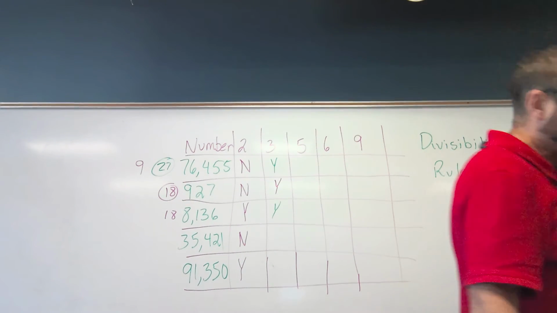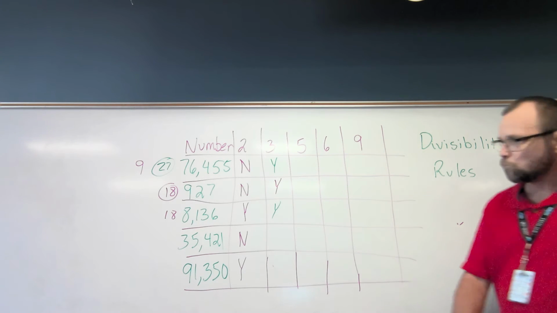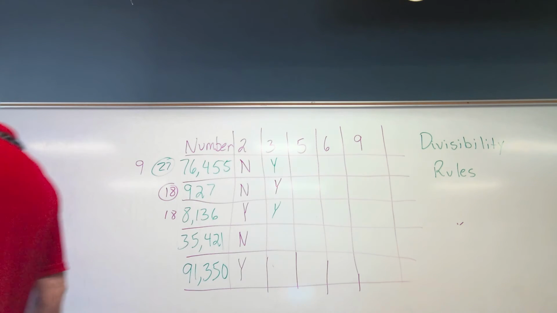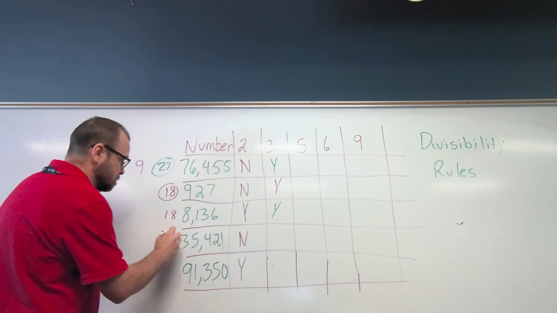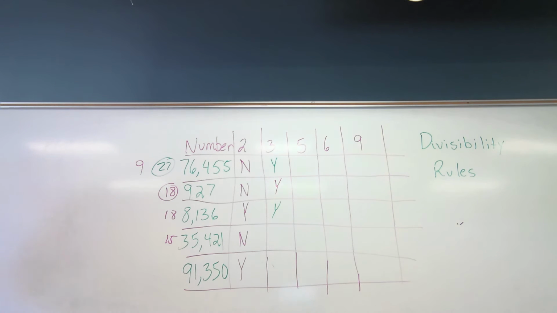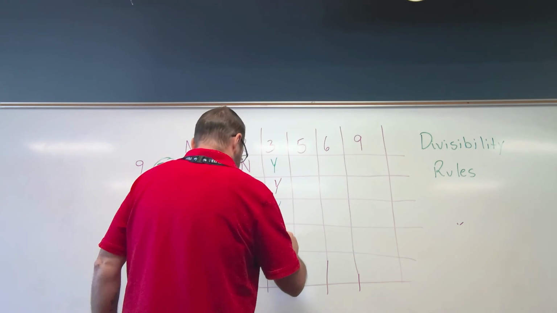35,421. Connor, what is the sum of the digits in the number 35,421? 15. And I'm writing whatever they say, so please speak up if he's not correct. Connor, is 15 a multiple of 3? Yes. So this one is divisible by 3.